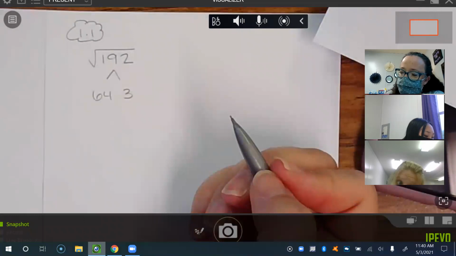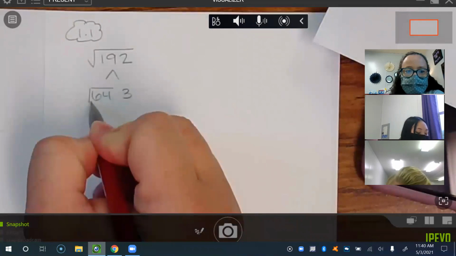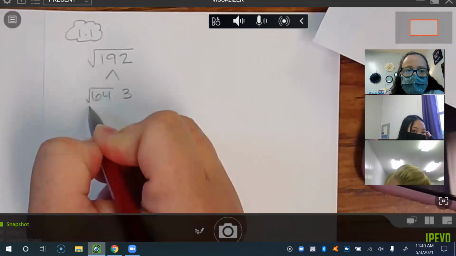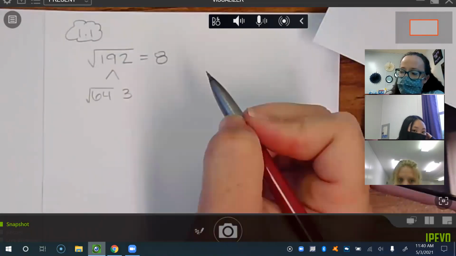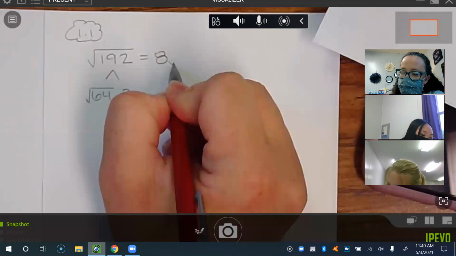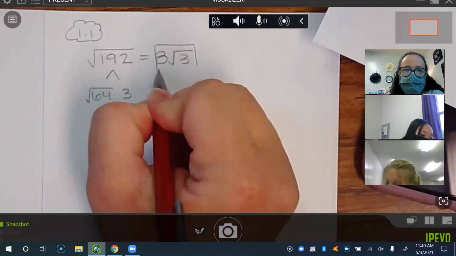And then this is the biggest perfect square. So I'm going to take the square root of 64, and that is 8. So that comes out of the radical. And then under the radical, I have a 3. And that would be what I would type in the Delta Math.